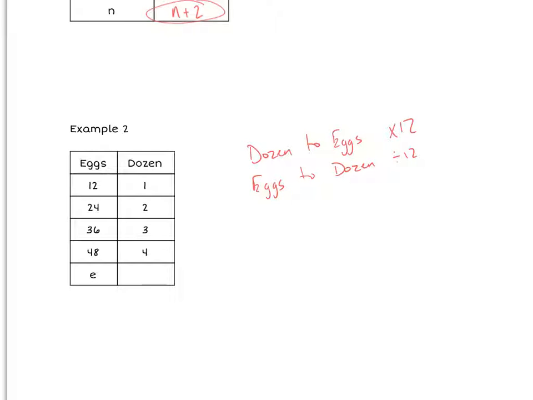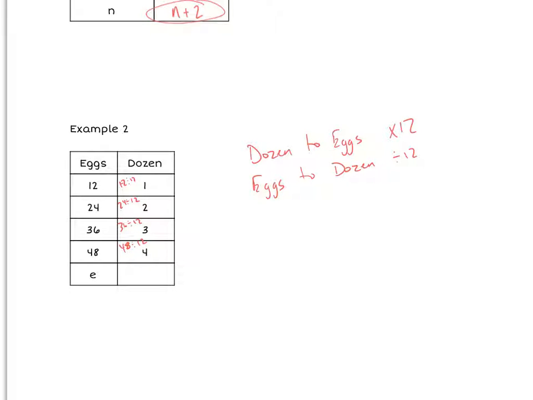If I take 24 and I subtract 11, do I get 2? No. 24 minus 11 is not 2. So minus 11 doesn't work for my expression here. What about 24 divided by 12? Does it work? Yes. I get 2. 36 divided by 12. Does it work? Yes. 48 divided by 12. Does it work? Yes. So all of these are 12 divided by 12, 24 divided by 12, 36 divided by 12, 48 divided by 12.